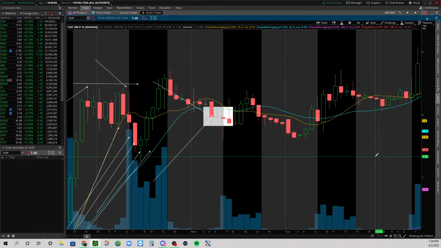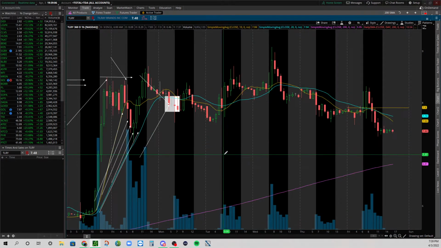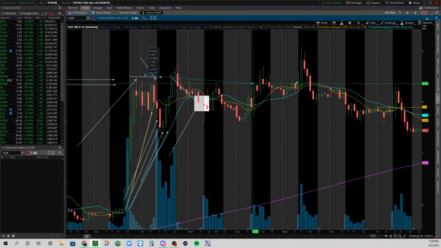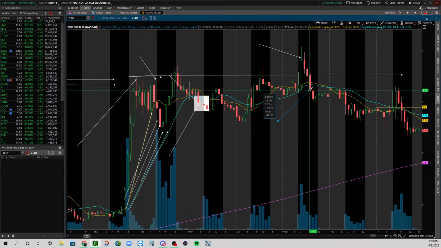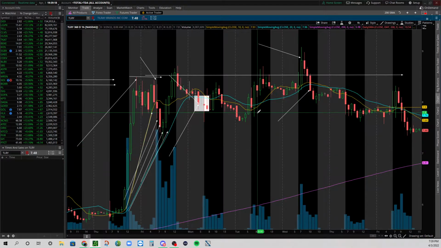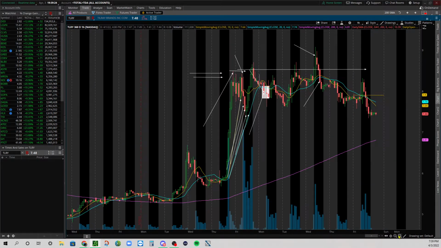Okay. And as you can see, Tilray did actually come down. You would have probably gotten stopped out right here because of this spike, which is fine. And you would have gotten back in right here, which is a small loss, right? So that's what I've been really focusing on this weekend, guys.